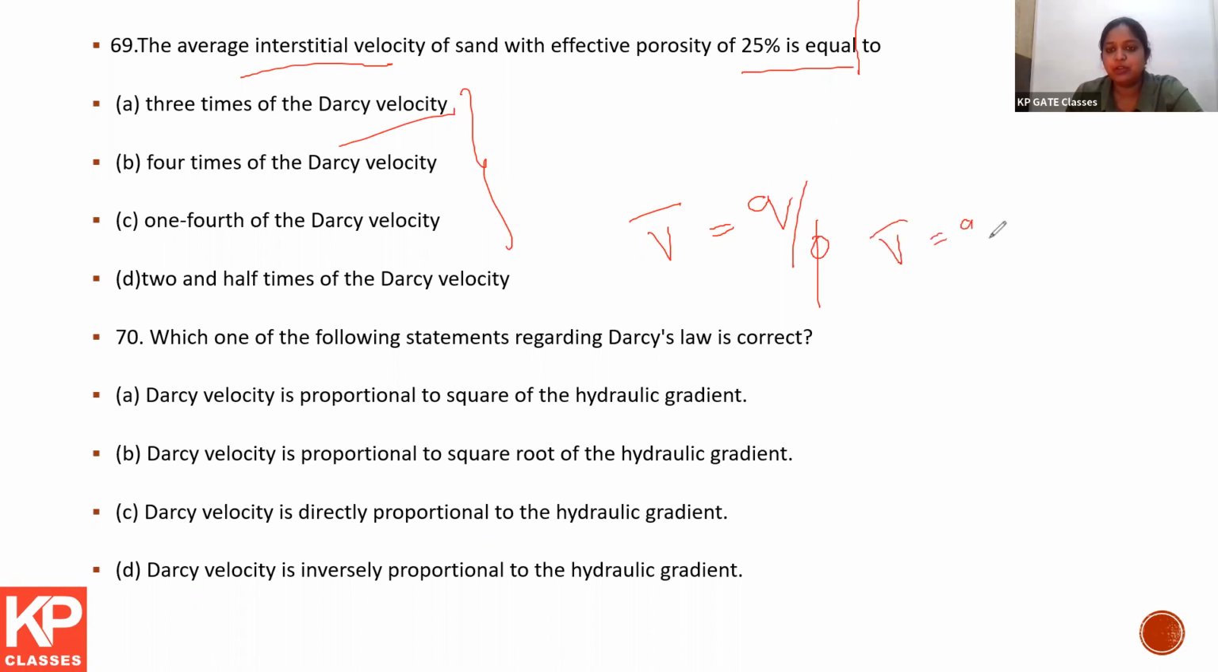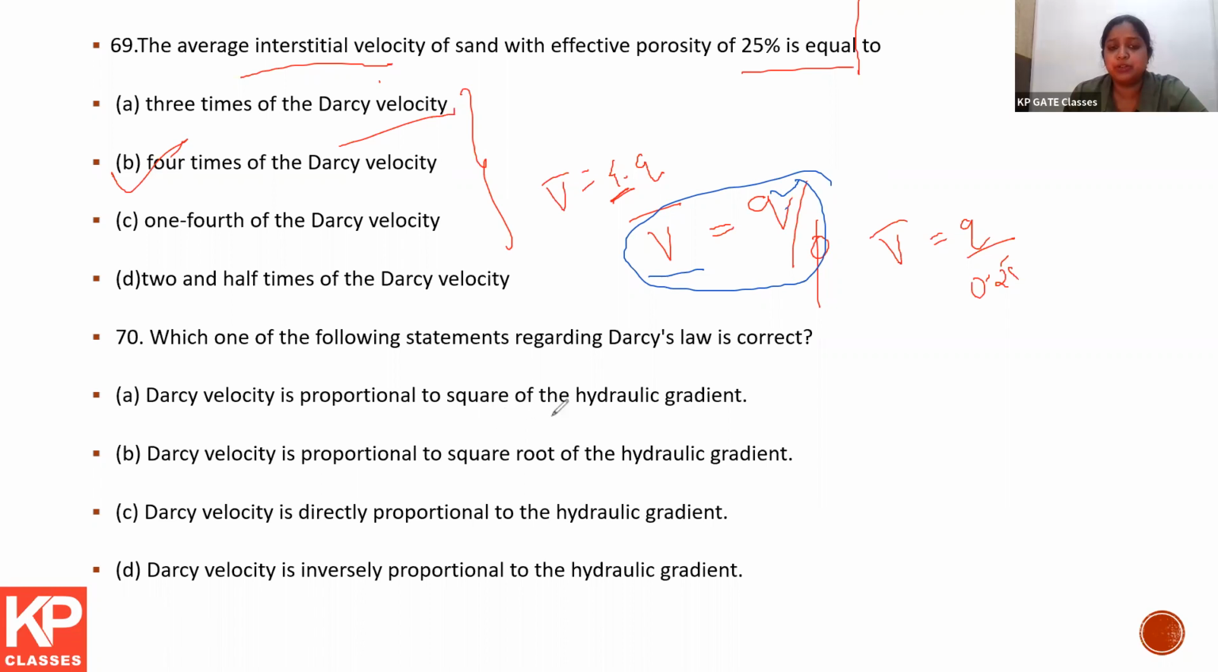So they have provided the effective porosity as 25%. So V is equal to Q by 0.25. That means V is equal to 4 into Q. So this means average interstitial velocity is 4 times the Darcy's velocity. So the option B is the right answer. If we know the equation relationship between interstitial velocity and the Darcy's velocity, with this simple equation, we will get the answer right.